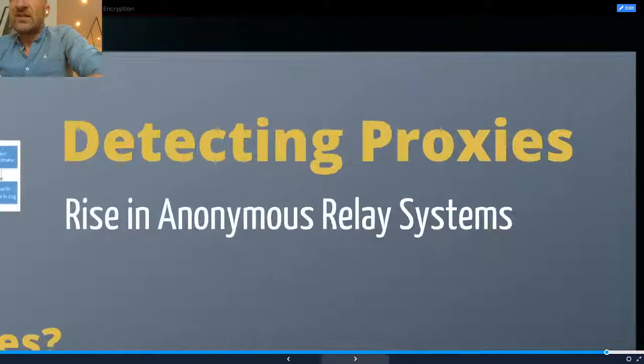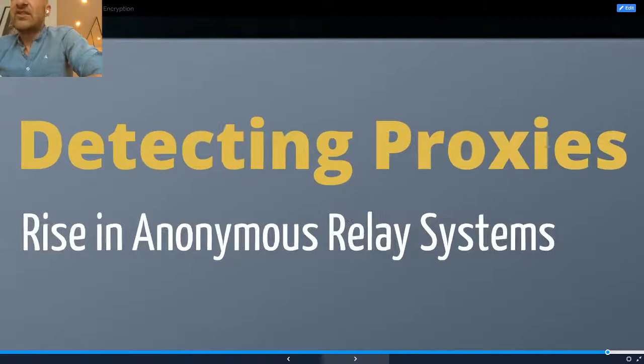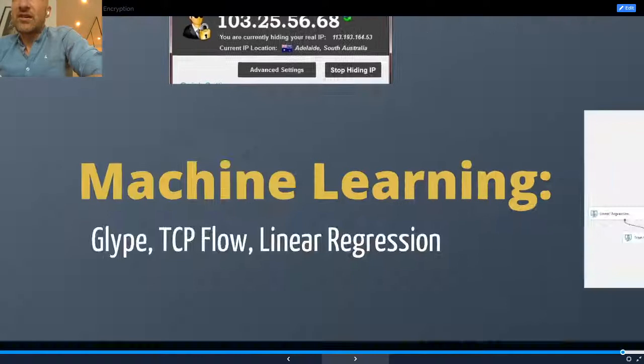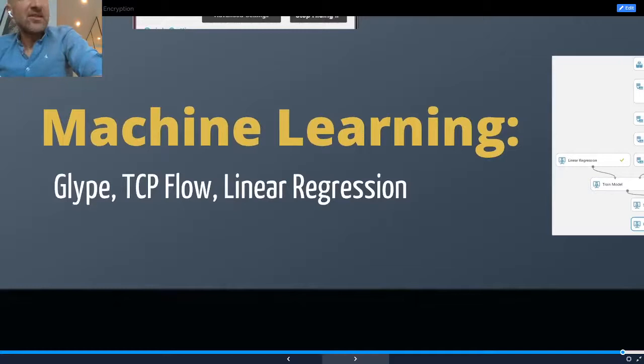I've also worked on detecting proxies. You can have anonymous relay proxies, which disguise your geographical IP address. So we worked on this, trying to determine from a packet whether it went through an anonymous proxy. And it turns out that a lot of the anonymous proxies share the same code base and they leave certain markers on packets. So using machine learning, we were able to figure out if an IP packet came through an anonymizing proxy. And that's important for things like banking.